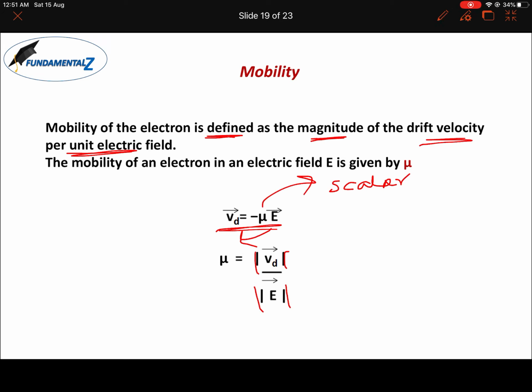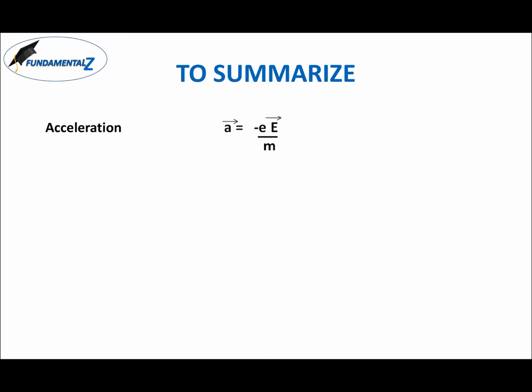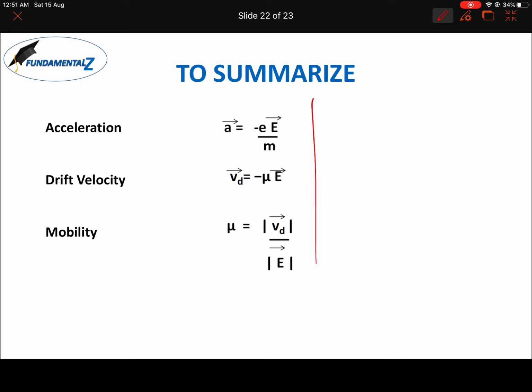So to summarize, what have we seen? We've seen acceleration, we've seen drift velocity, and we've also seen mobility. Now I'm going to see the SI unit of all these three quantities. So SI unit means, time I will measure in terms of seconds. I will write 500 seconds, 600 seconds, isn't it? Similarly, each term, how can we write it in terms of SI units?